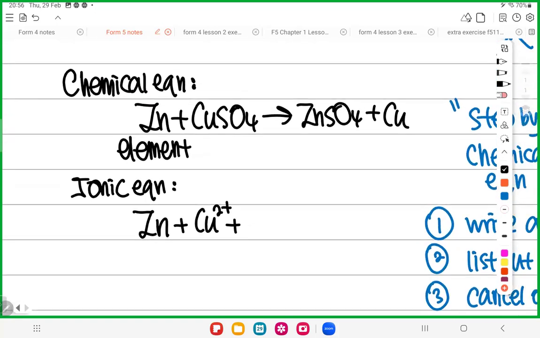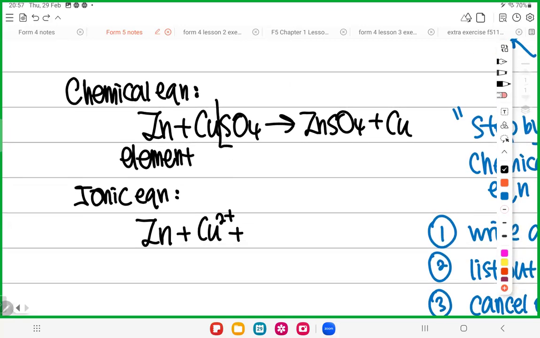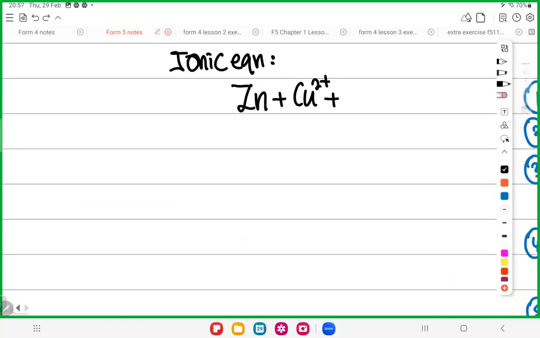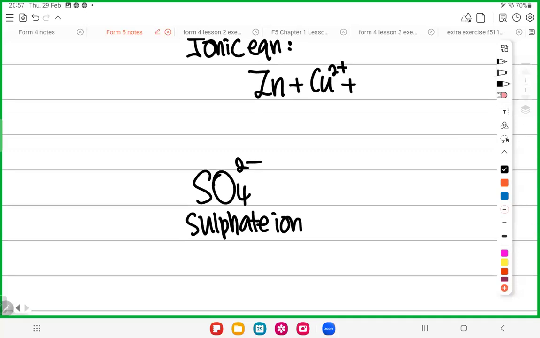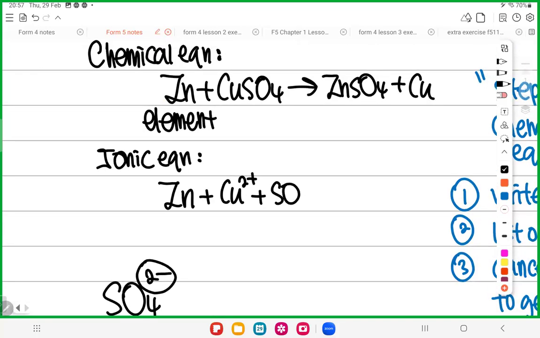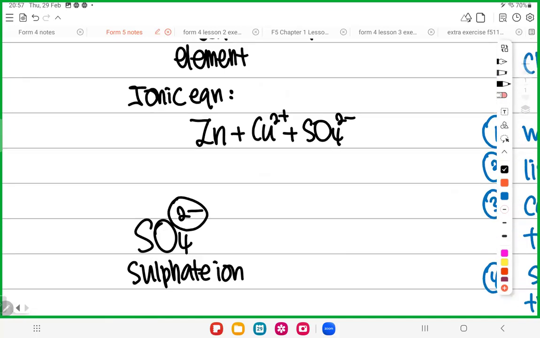Now, should we split the S and O? No need, because we know the whole thing. SO4 has a charge, we all learned before. SO4, the charge is 2 minus. It's called the sulfate ion. So you see, when you do oxidation number, you cut and you find the sulfur and oxygen. But now I am not asking for oxidation number. I'm asking for the charge. So we know the whole thing, SO4, the charge is 2 minus. So that's it, SO4 2 minus. So we are done with the left-hand side.